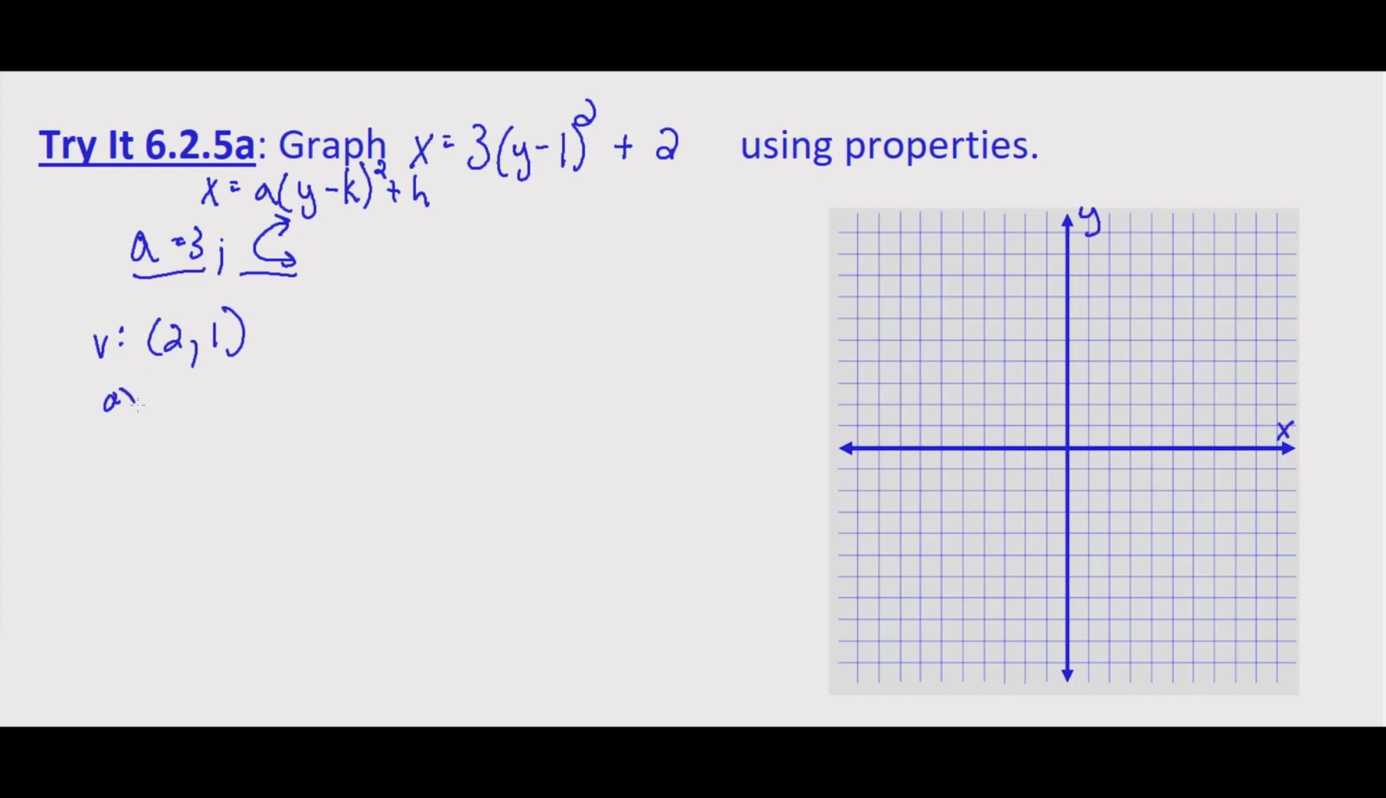Which also means that our axis of symmetry is y equals 1. Let's go ahead and graph that. The vertex is at x equals 2, y equals 1. Go ahead and give our scale here. So we have our vertex. We have our axis of symmetry, y equals 1.